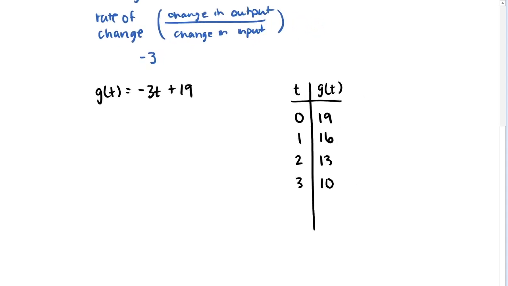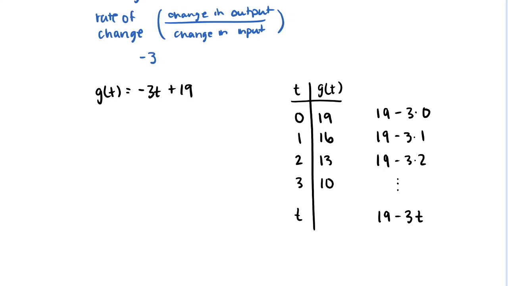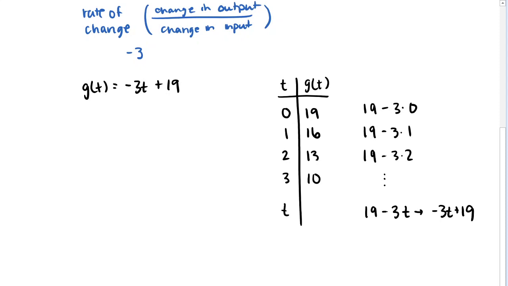And really, if you think about this, what's going on here is we've got 19 take away 3 times 0. 19 take away 3 times 1. 19 take away 3 times 2, and so on. And for any value of t, the amount of gasoline in the tank is 19 take away 3 times t. That's how we're going to compute the output. And this feels a little bit reverse of what we're looking at when it comes to our function here. But notice that we can rearrange this order, right? This is really the same thing as negative 3t plus 19, which is what we have for the expression of our function.